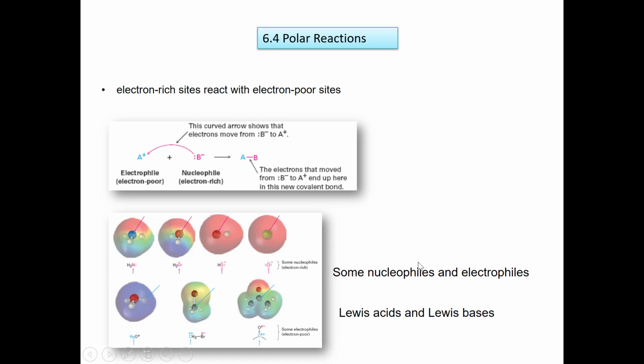Some nucleophiles can also be electrophiles. You can see some examples here. Okay, because normally they are Lewis acid and Lewis base. For example, here you can see that the carbonyl group can be electrophile on the carbon, but also can be nucleophile on the oxygen. Okay.